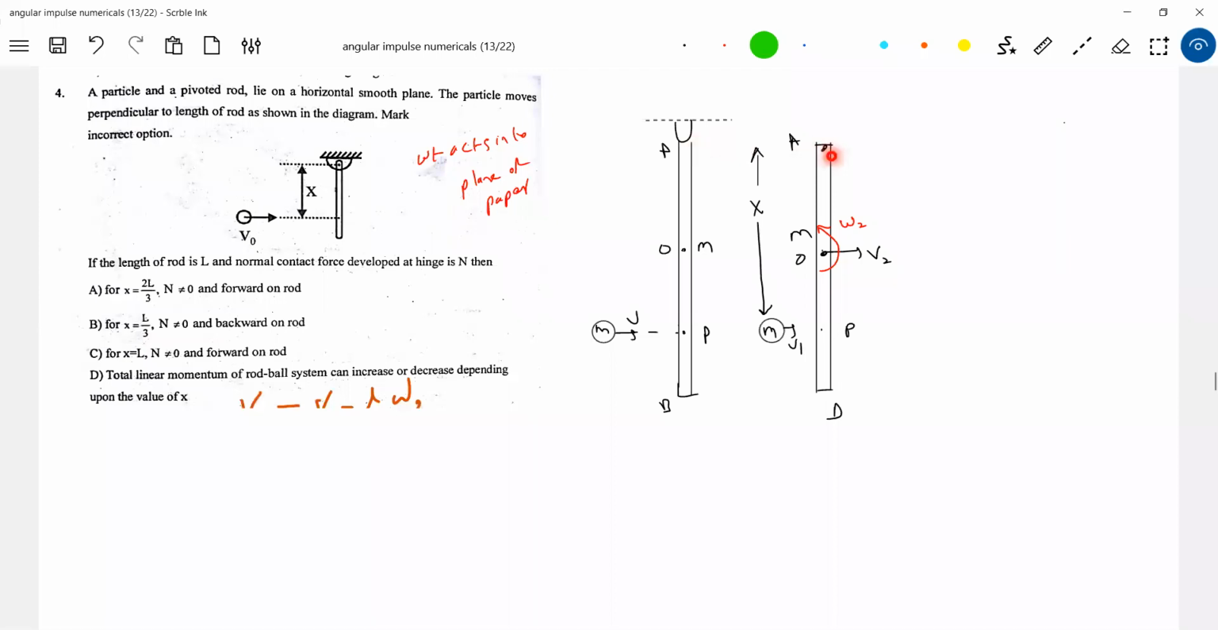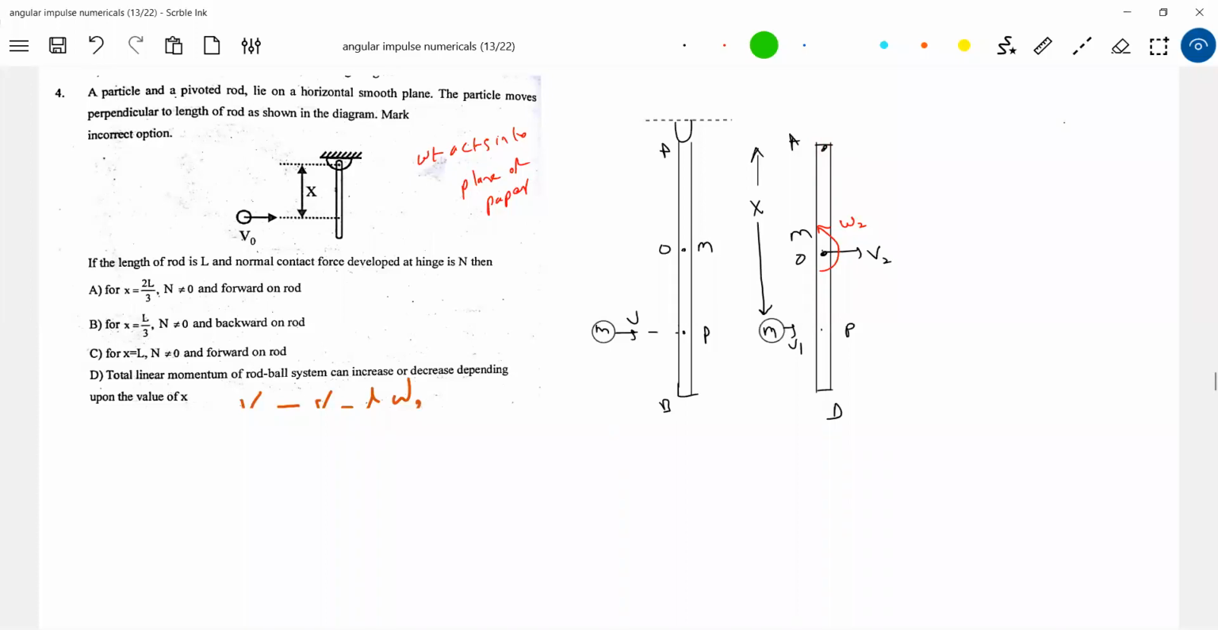When does the hinge actually exert force on point A? The hinge will exert force on the rod towards right when the velocity of point A is towards left. The hinge will exert a force on the rod towards left when the net velocity of point A is towards right. The hinge will not exert force on point A when the velocity of point A is 0. Getting the idea? So I should bring a condition: if VA equals 0, the hinge will not exert force on the rod.